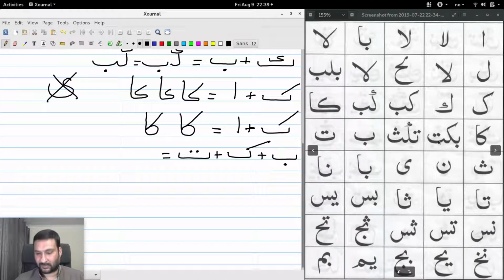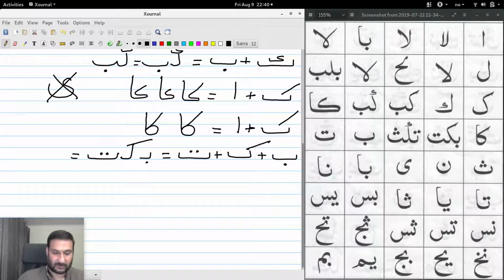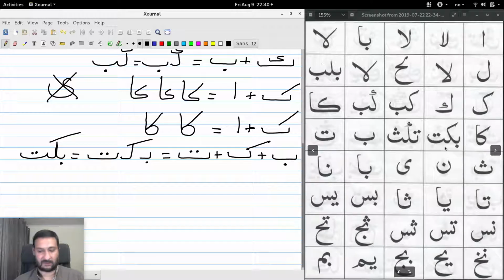So this becomes this word. So the first part of ba, and then kaf, and then ta. This is how it looks like. So I will join it all together. It will be ba, kaf, ta, dot, dot, strike. So this is ba, kaf and ta.